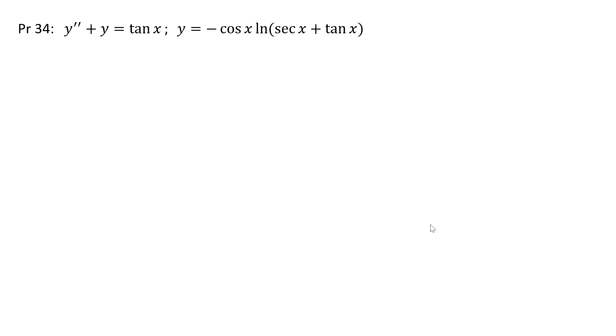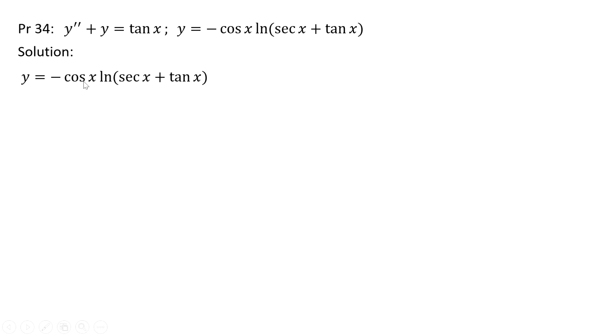Y double prime plus y equals tangent x. Is this what? Y double prime? Yeah, we could have a second order differential equation. Well, in that case, all you need to do is simply differentiate twice. So let's take this guy and differentiate.